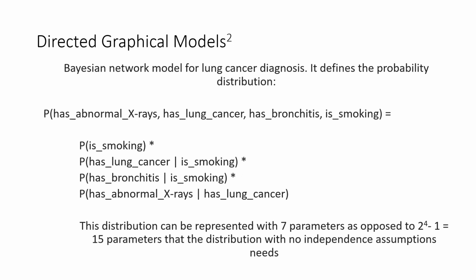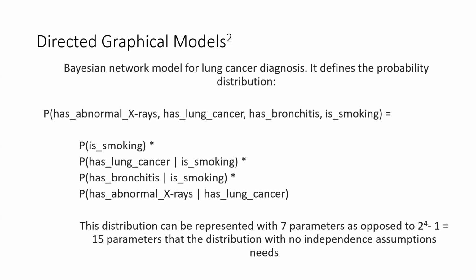So if we have this probability distribution, it can be represented with just 7 parameters. The reason it is 7 is because it is the sum of the parameters that we need to define its multiplicands. So, for example, the probability of smoking. In addition, because these are probabilities, the sum of them is 1. So if we know some of them, we can deduce some of the others.